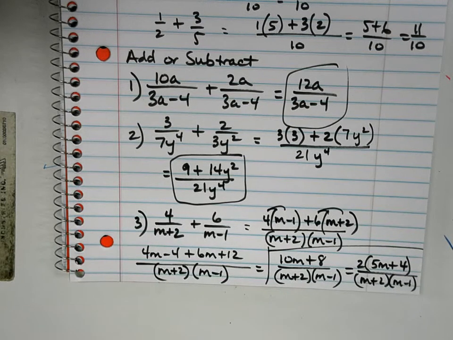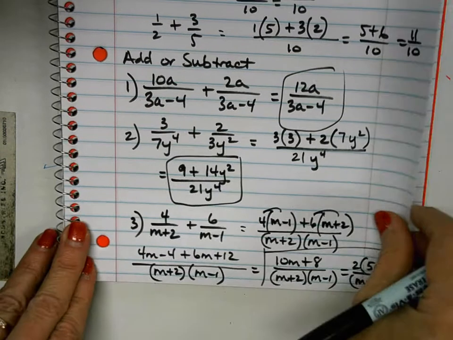So far, how are you feeling with this? 1, pretty good. 4, not so good. Can you tell me where you're at so far with only 3 examples? All right, let's try this one.